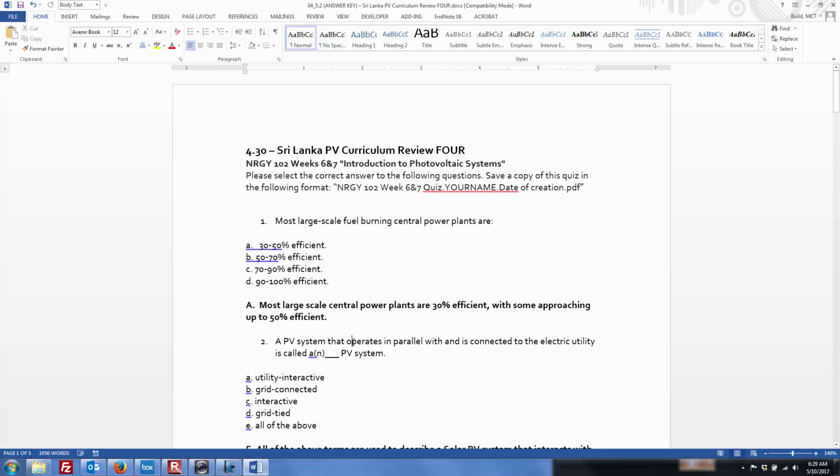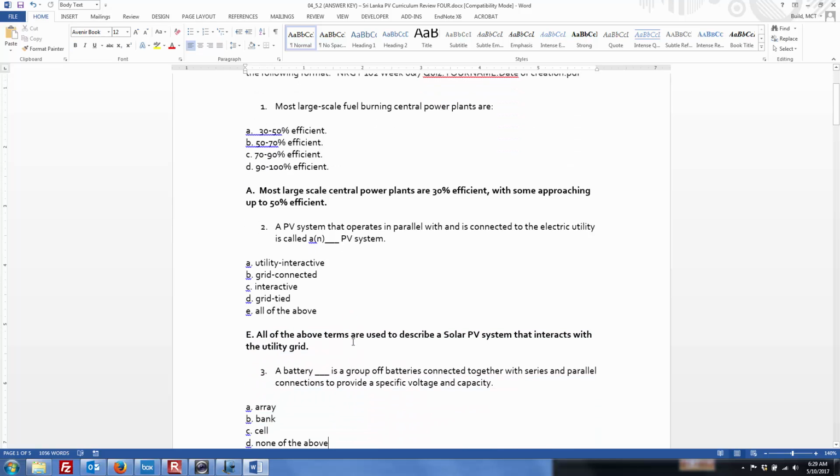Okay, so let's go ahead and look at this next one. This is number 2: a PV system that operates in parallel with and is connected to the electricity grid is called what? Well, in this case, we're looking at a PV system that is tied to the grid. So obviously the key word here is connected to the utility grid. It's not standalone.